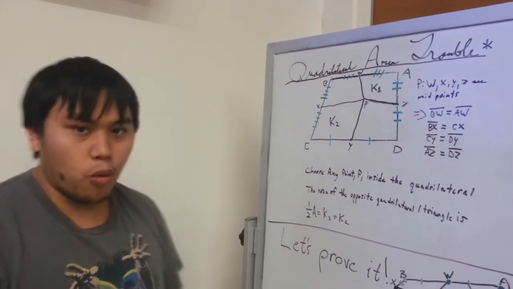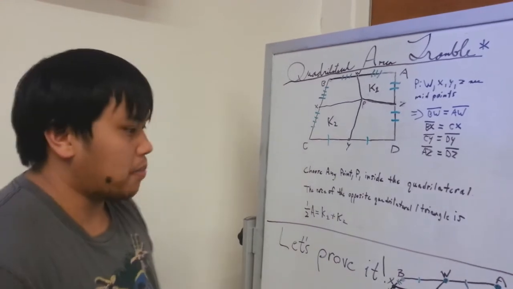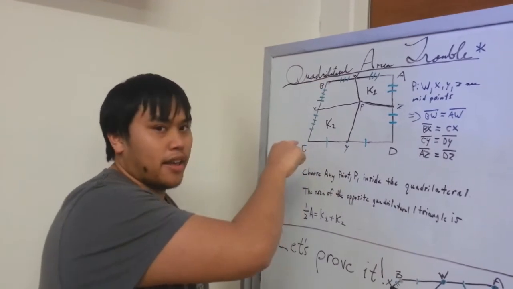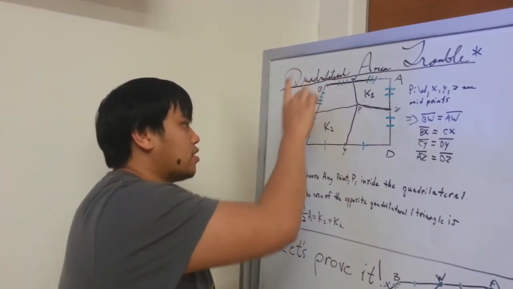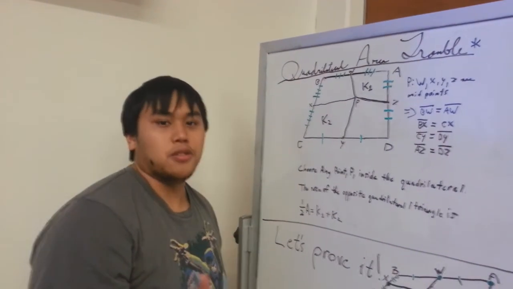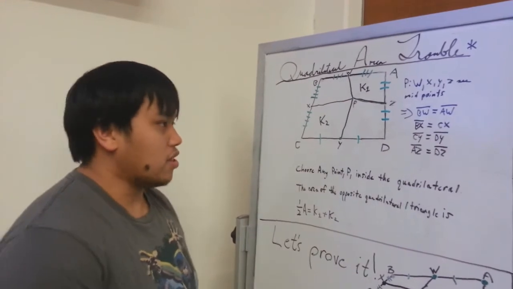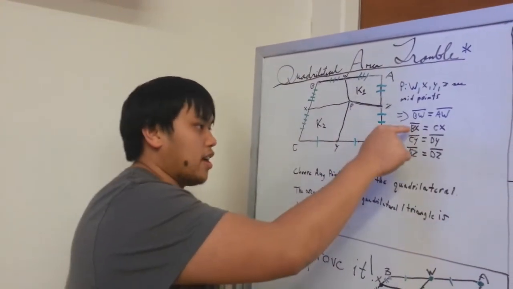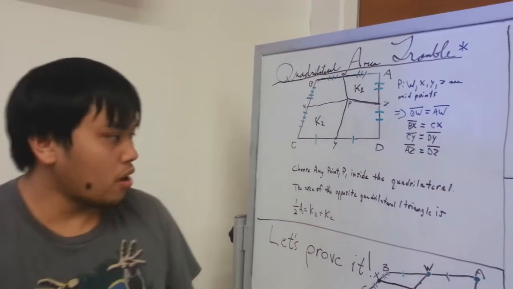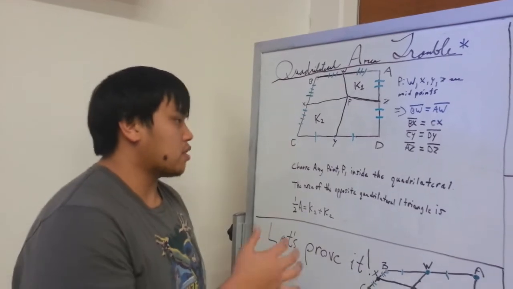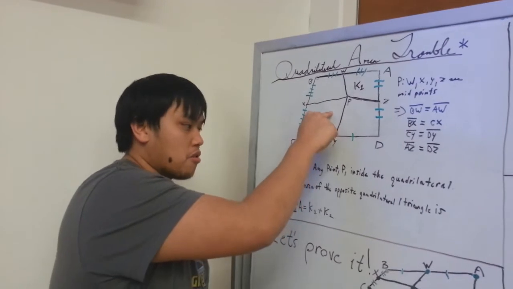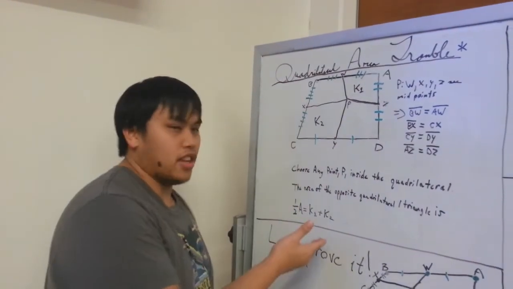All right, so what is a midpoint? A midpoint is a point that cuts a line in half. So these are equidistant from this point, equidistant meaning they are equal in distance. What this implies is that the line BX is equal to CX, and we can say the same for the other lines as well. So how do we show that the area of this quadrilateral plus this quadrilateral is equal to half the area?